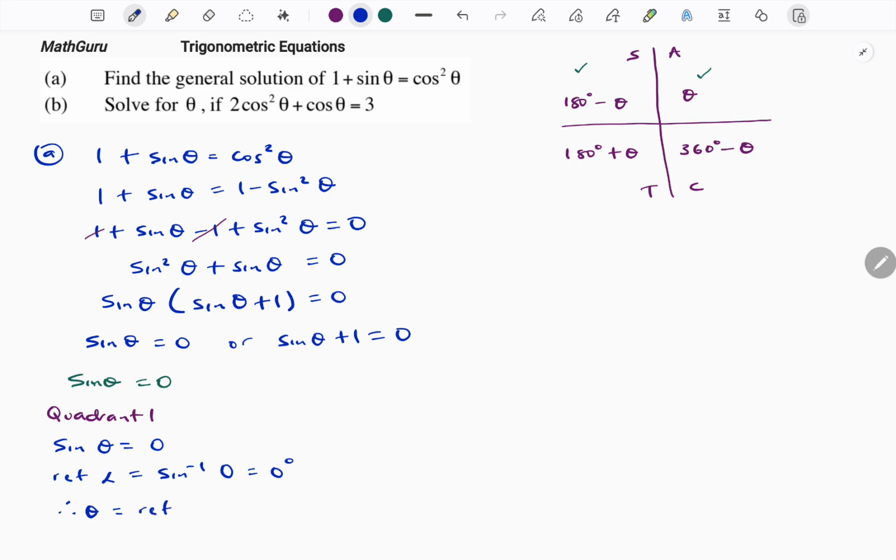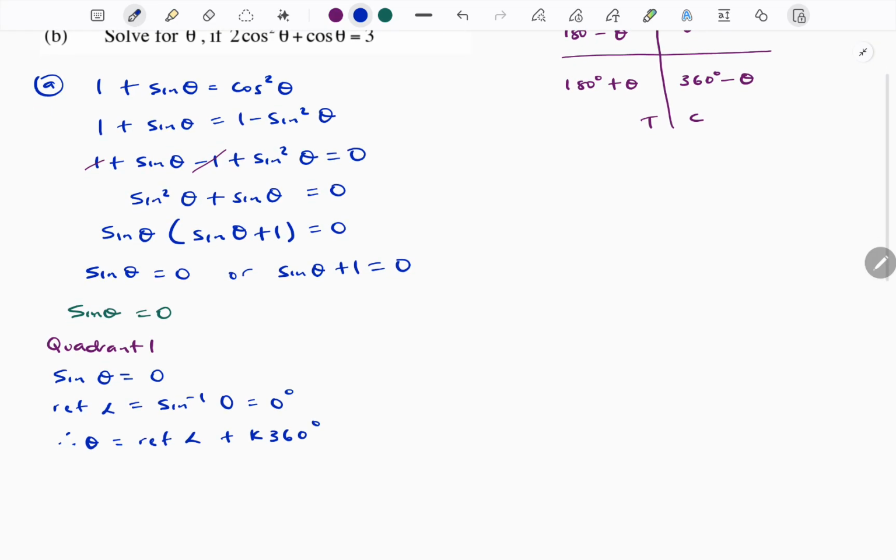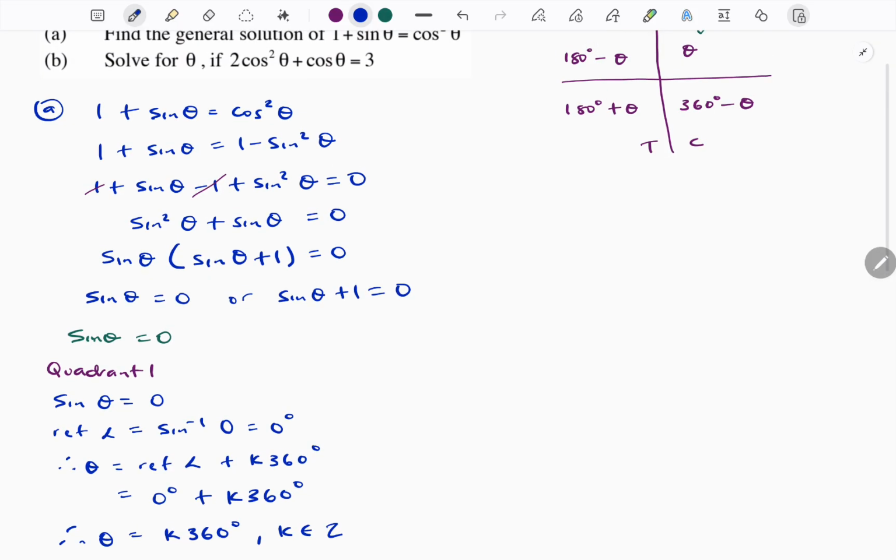So therefore my theta in the first quadrant will be equal to the reference angle plus k times 360 degrees. 360 degrees is the period for a sine graph. That's equal to 0 degrees plus k times 360 degrees. Therefore, my theta equals k times 360 degrees, where k is an element of the integers. So I'm going to do the same for my second quadrant.